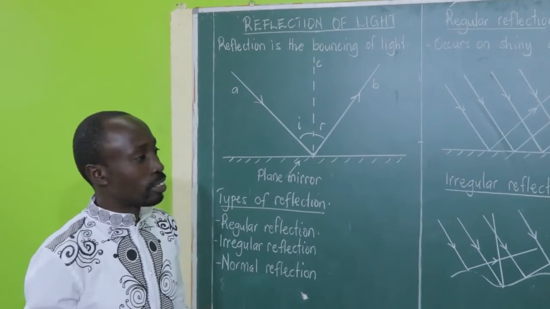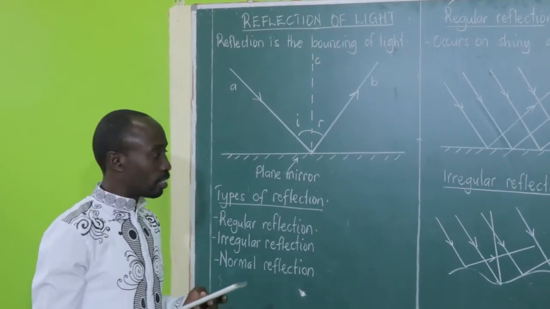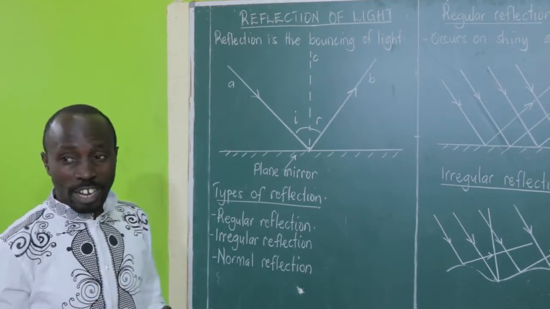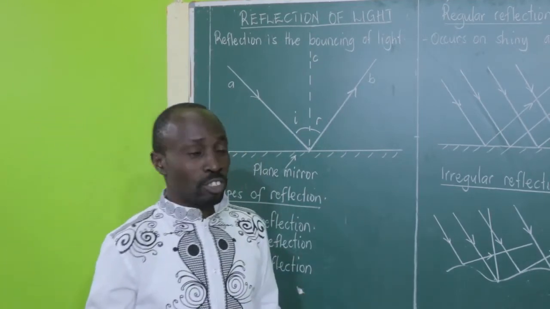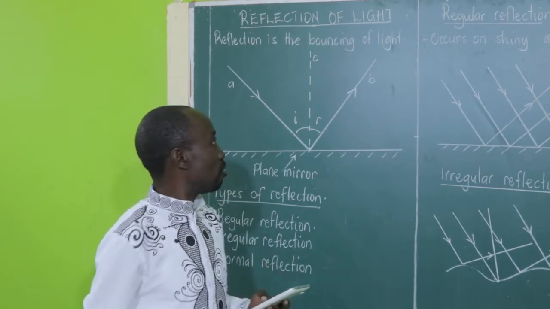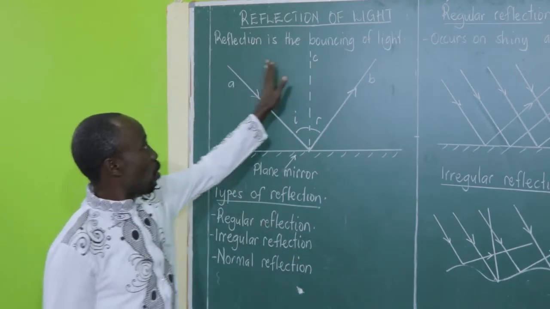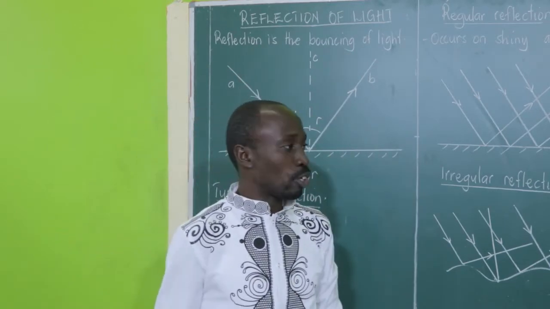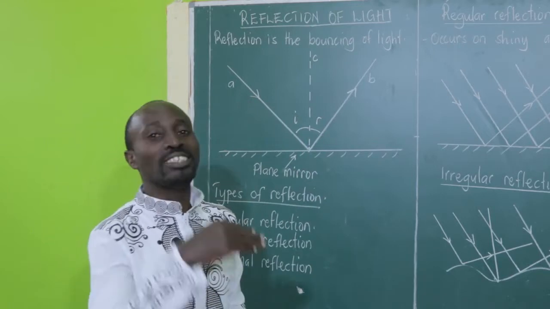Today we want to look at reflection of light. We shall start by defining it. So how do we define reflection of light? Reflection of light is the bouncing back of light rays. In other words, when light hits a surface and bounces back, that's what we call reflection. In other words, it's being sent back.